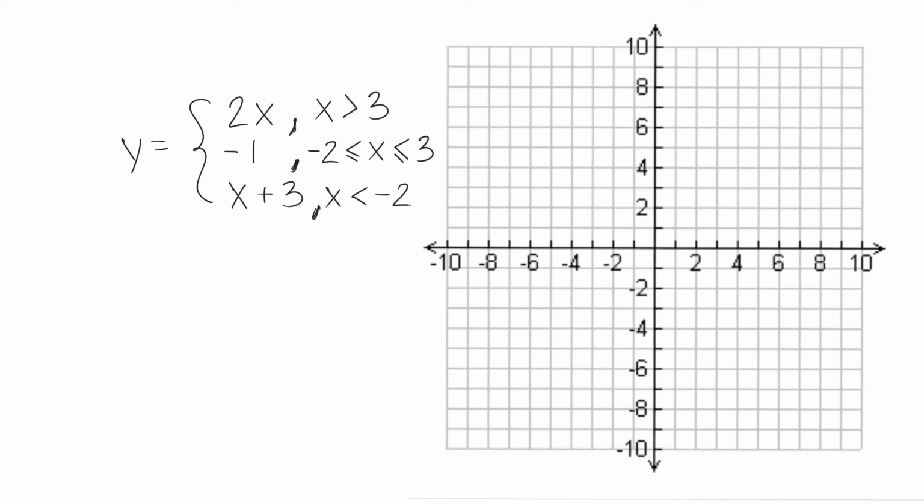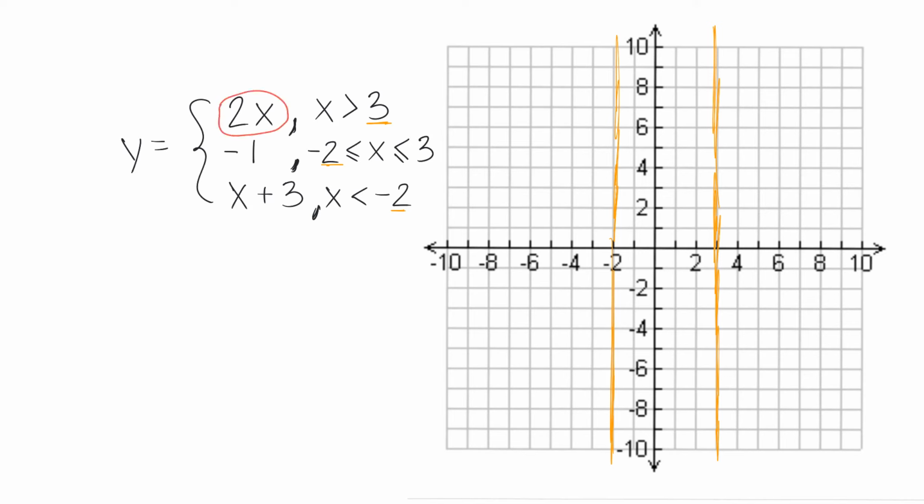First things first, I'm going to go find my important numbers where my barriers are. It seems to be at 3, and it seems to be at -2. So I'm going to go draw myself barriers. I'm going to go top to bottom because I don't really know where this graph's going to be. All right, so let's start with our top one, 2x. I'm going to draw that in red.